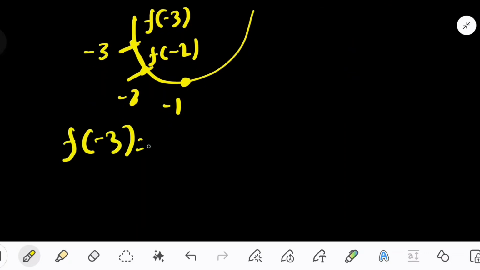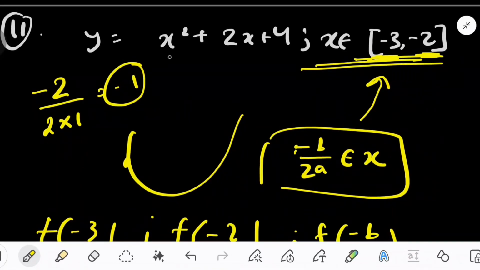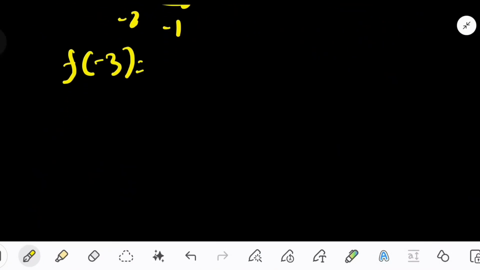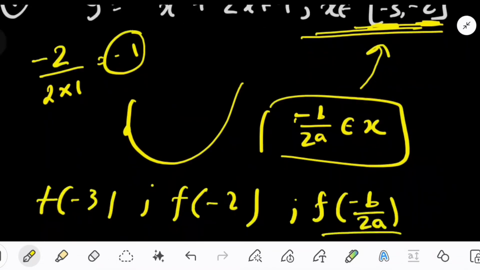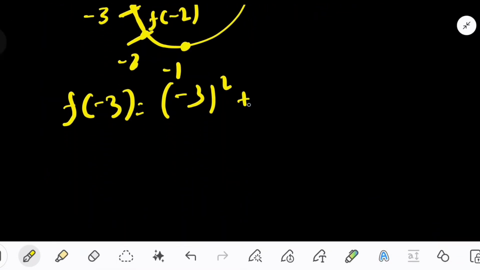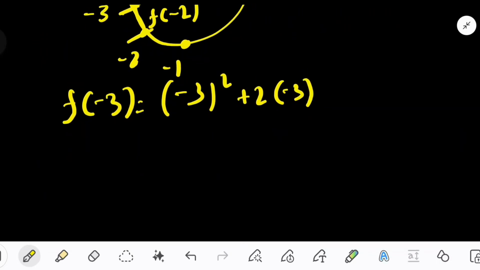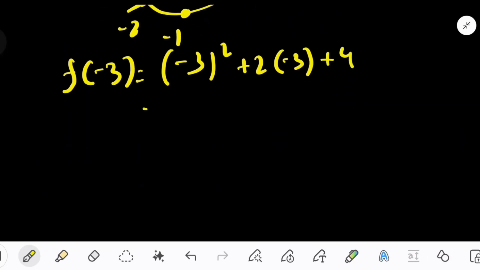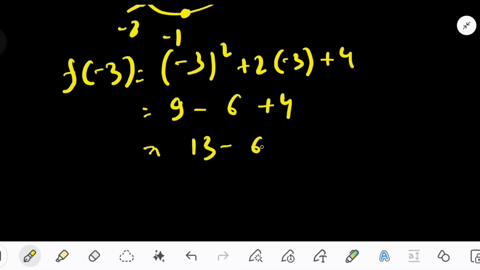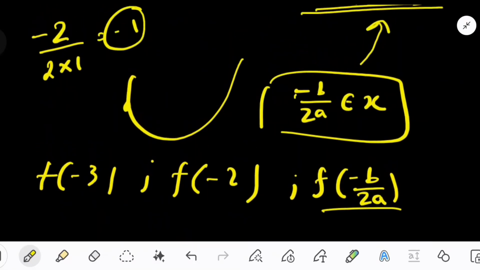So f at -3, what will it be equal to? When x is -3, you will get (-3) square plus 2 times -3 plus 4, correct? So you get 9 minus 6 plus 4. So you get 13 minus 6, which is equal to 7, right?